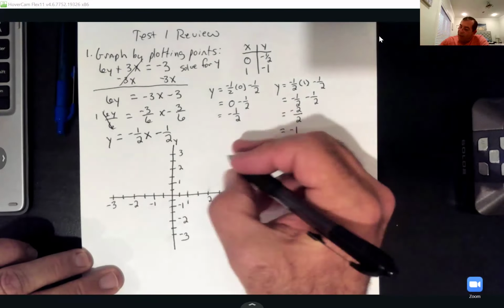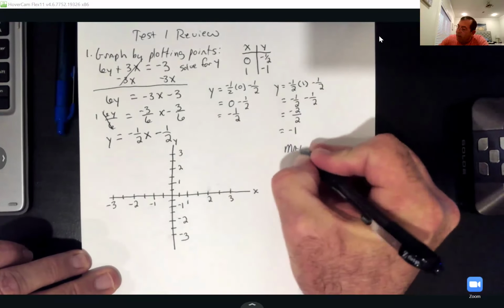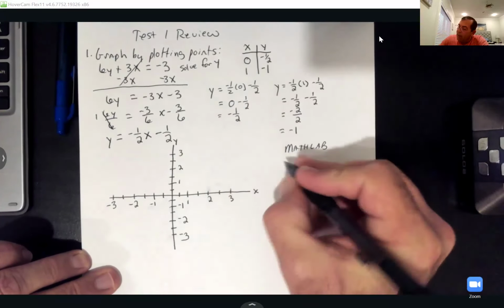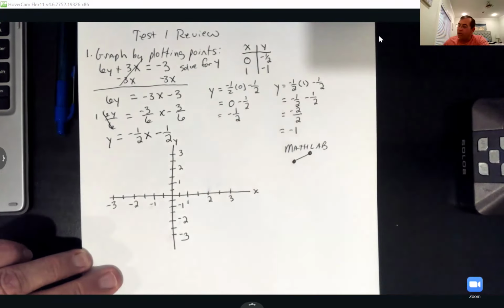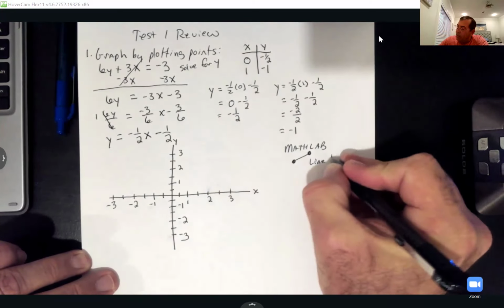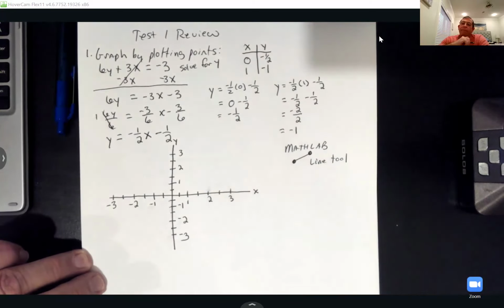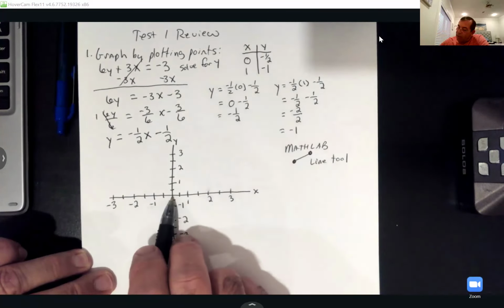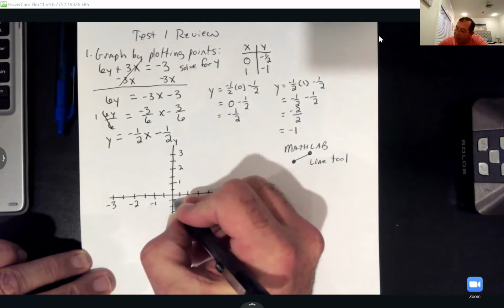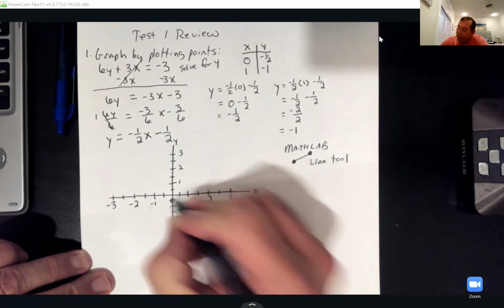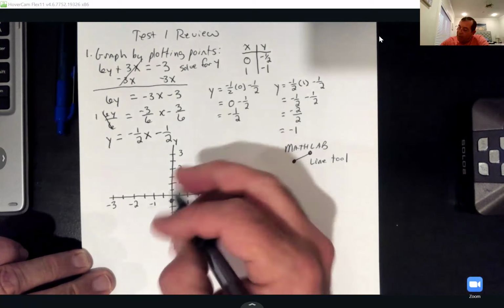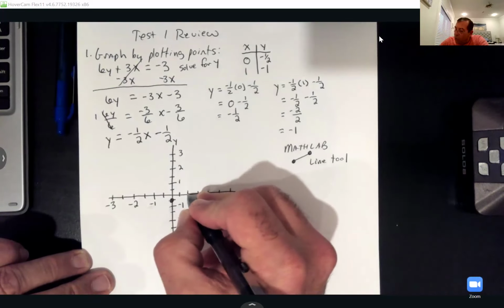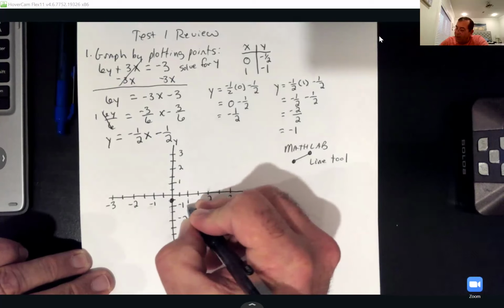Righty, in Math Lab, you're going to use the line tool. Okay. So 0, -1/2, starting at 0 on the x's, I'm going to go down 1/2. So that's going to be the first tick mark they give you. And then my second point was 1, -1. So remember to go to 1/2, 1, and then -1/2, -1.